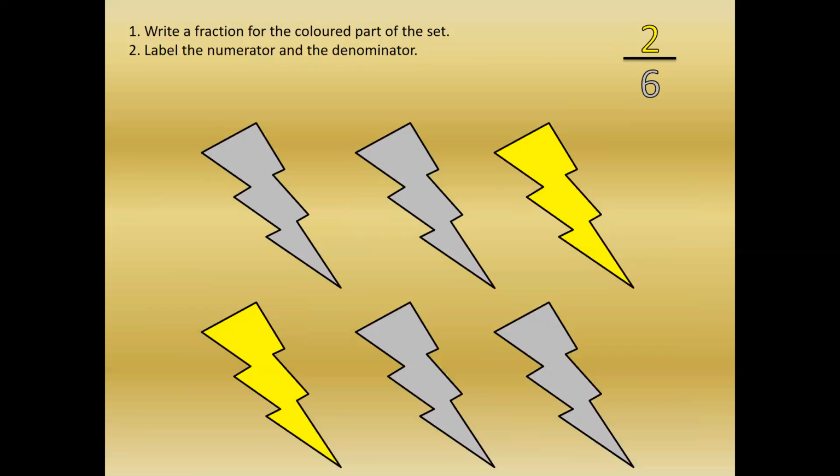Now we have to label the numerator and the denominator. Number 2 is which one? Remember the smaller word goes on top. So the numerator, which means that number 6 would have to be the denominator.